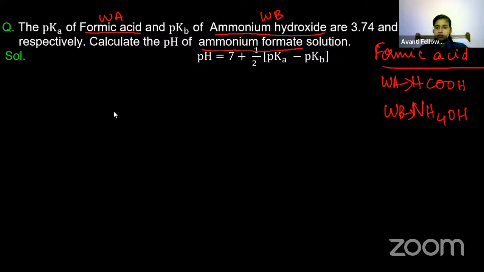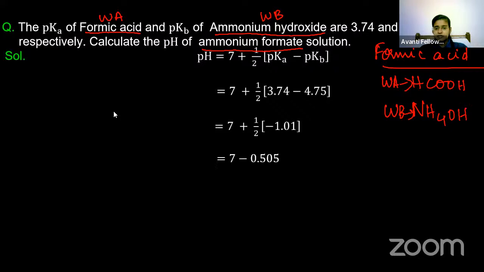pH is equal to 7 plus half of pKa, which is 3.74, minus pKb, which is 4.75. Just subtract. You will end up with minus 1.01. If you take half of it, it will be minus 0.505. 7 minus 0.505 is 6.495. So this is the pH of the given solution. It is somewhat near to 7, right? But still it is acidic only. 6.4 is acidic.